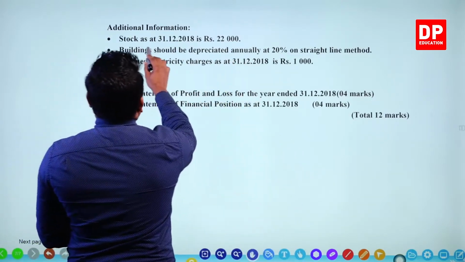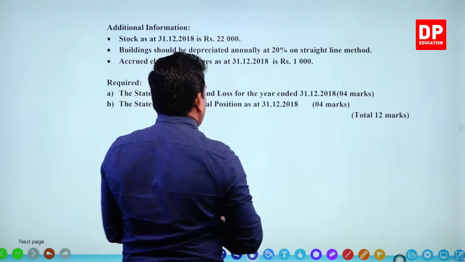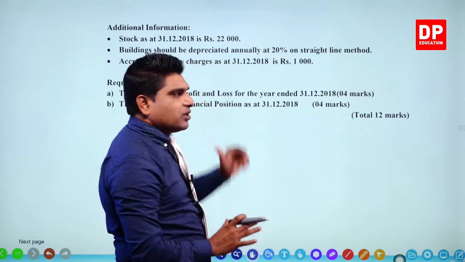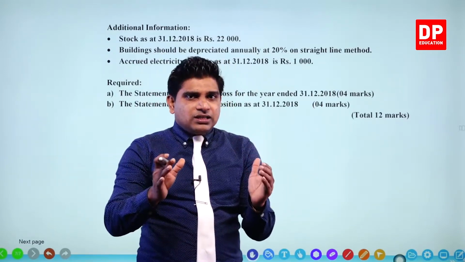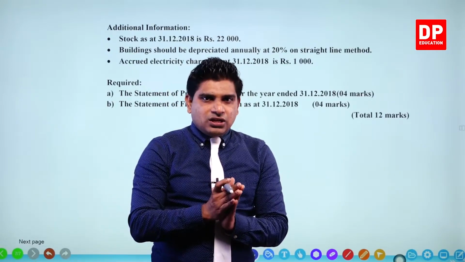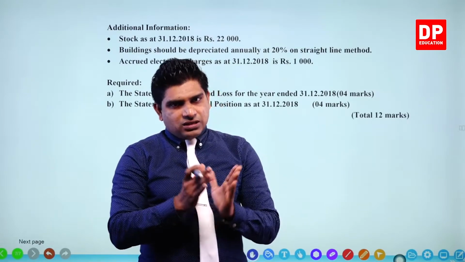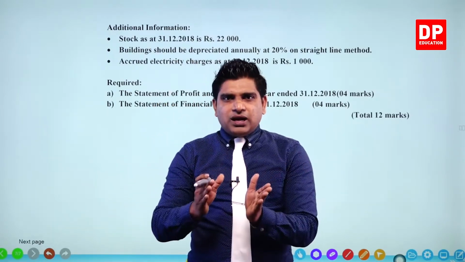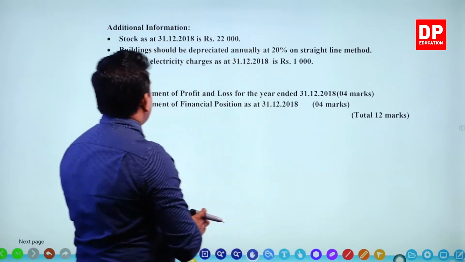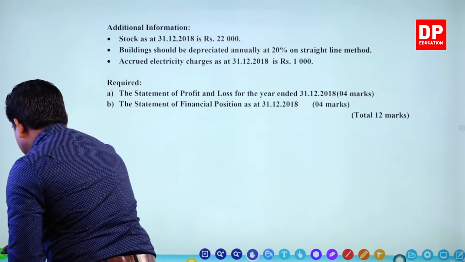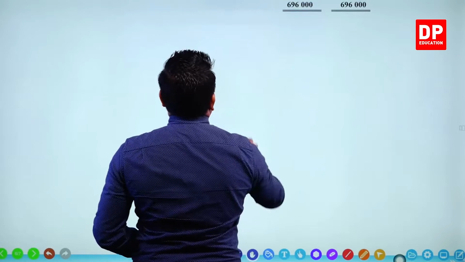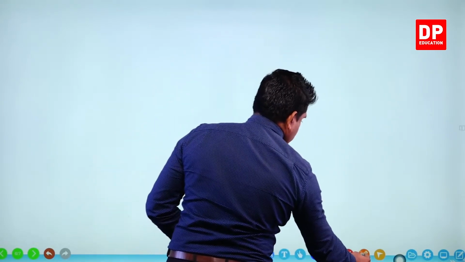But you must remember, they have given us one detail, stock as at 31st December 2018, 22,000. We consider only this one. These other two details we don't consider. We can learn it in the next chapter. This is the financial statement lesson, first part. Second part is going to the next chapter, right? This is the final question. Now, so you don't consider this thing, then we can draw profit and loss statement and statement of financial position.